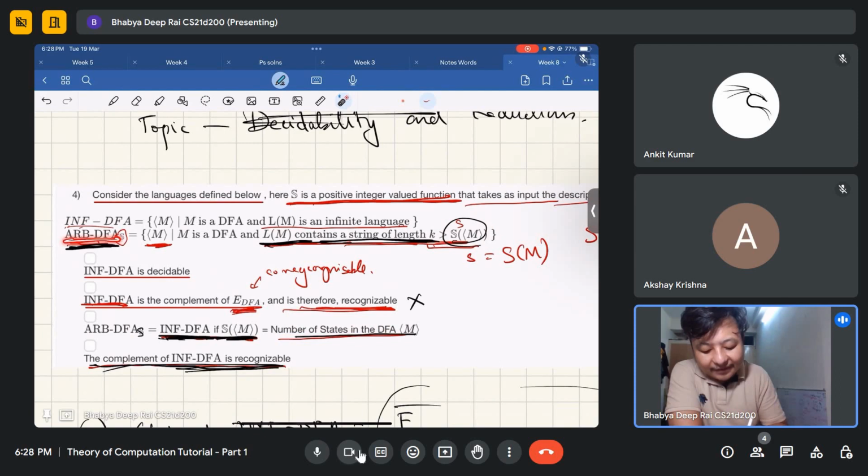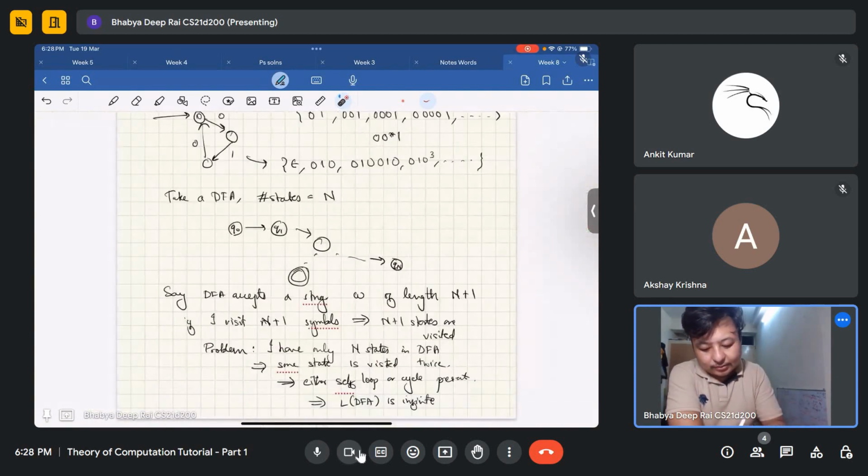It means ARP DFA is all the DFAs who accept a string of length more than the number of states. Meaning, the language of these machines is infinite in size. It is nothing but the set of all DFAs which accept an infinite language. So C is true.